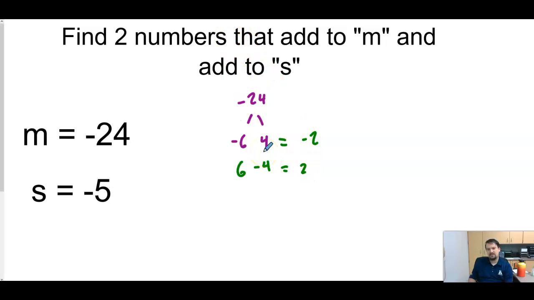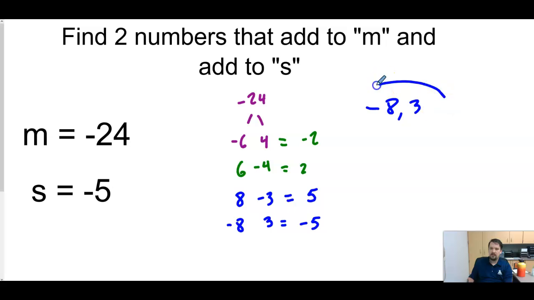So what are some other factors of negative 24? How about 8 and negative 3? Add those together, you get a positive 5. So I bet if I get a negative 8 and a positive 3, those multiplied together gets me negative 24. Add those together and I get a negative 5. So once again, there are my two numbers, negative 8 and positive 3. Okay? So you're just going through, trying to figure out what two numbers can multiply to m and add to s. Once again, I apologize for the directions. I should have double checked that.